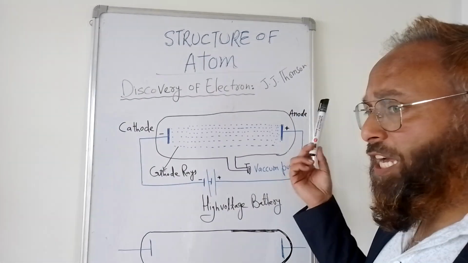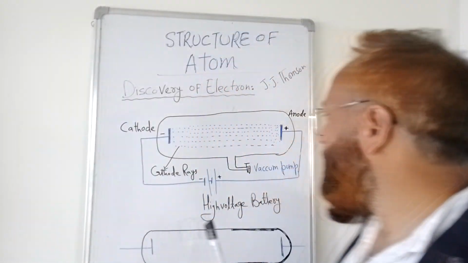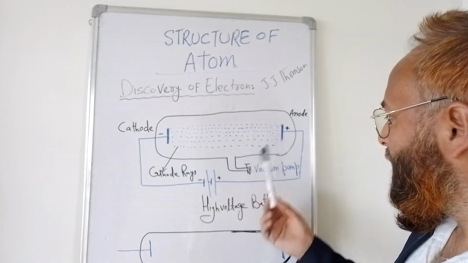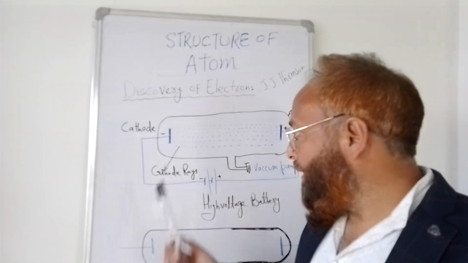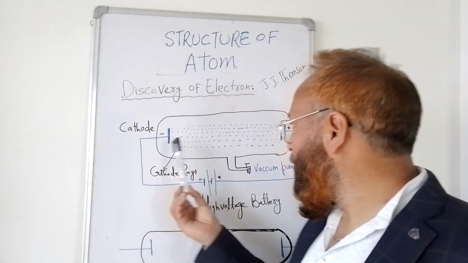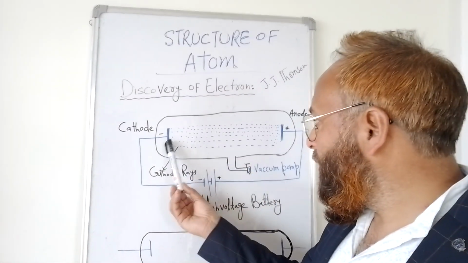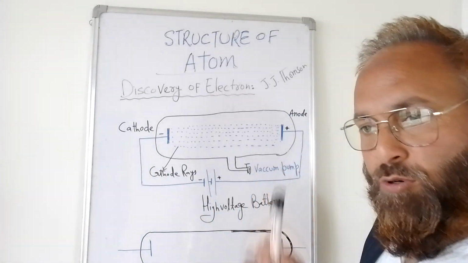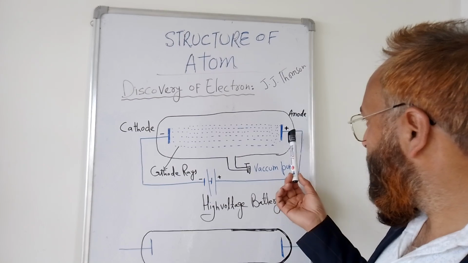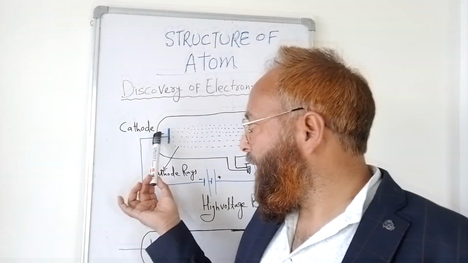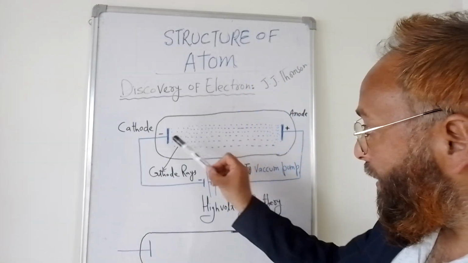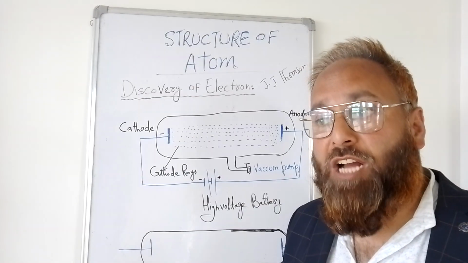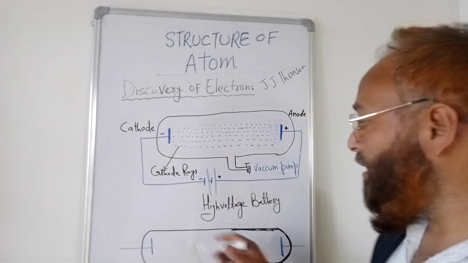So how does the discovery of electron take place? First of all, we have to explain the construction. Here is the discharge tube. This is a vacuum pump, and this is the cathode, this is the anode. The cathode develops cathode rays which move towards the anode. Plus represents the anode, negative represents the cathode. The cathode and anode are connected to a battery which applies high voltage, meaning at least 10,000 volt.